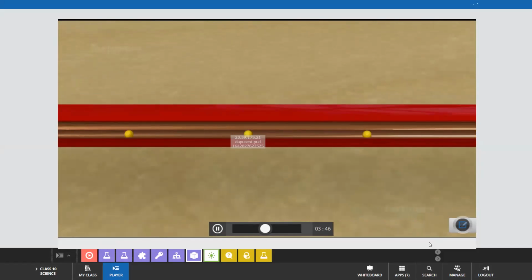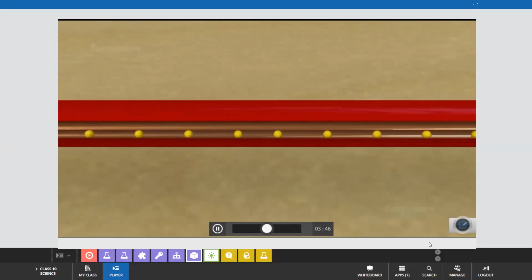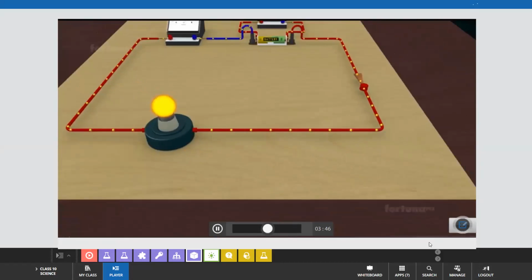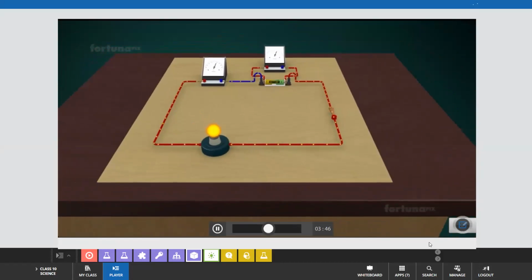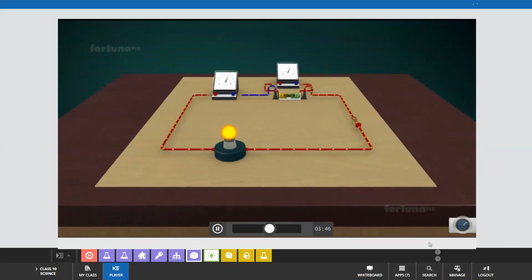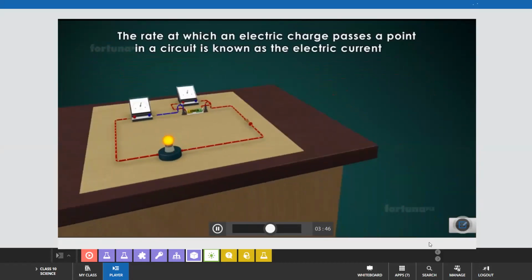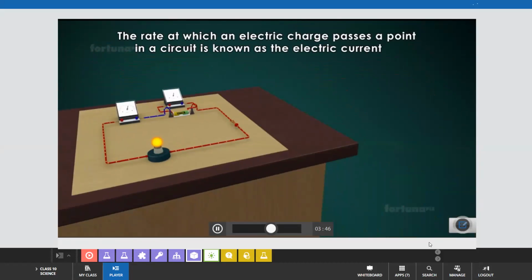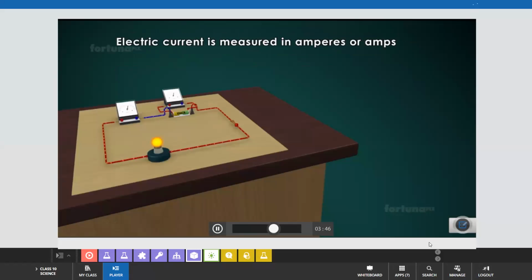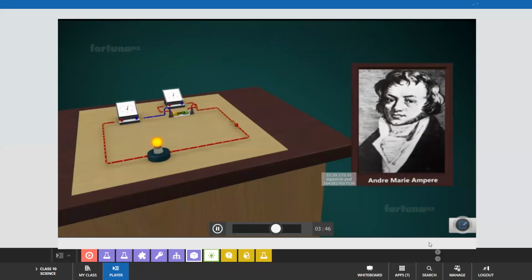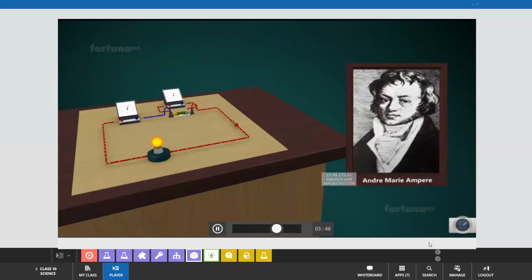As more electrons move through the circuit in a given period, more energy will be carried across. This path through which electricity flows and does some work, in this particular case, lights the bulb, is referred to as a circuit. The rate at which an electric charge passes a point in a circuit is known as the electric current, identified with an I. Electric current is measured in amperes or amps, which is abbreviated as A, named after the French mathematician and physicist André-Marie Ampère.